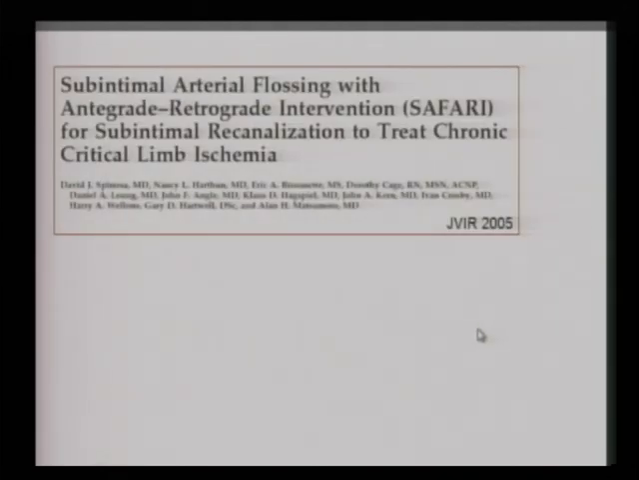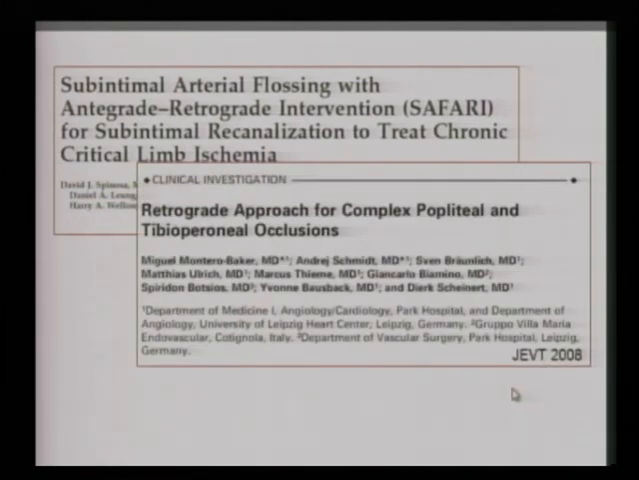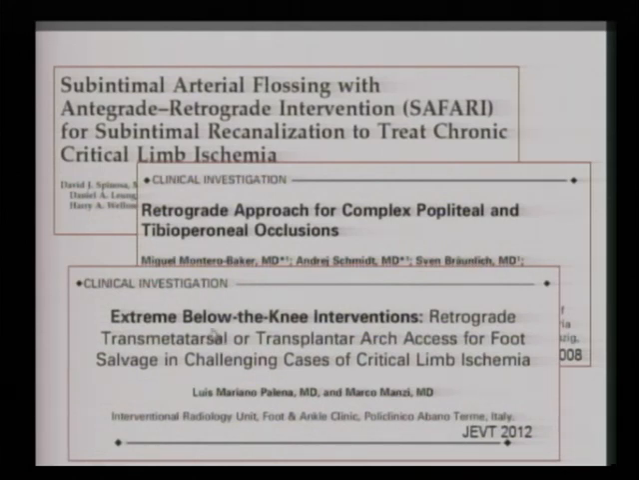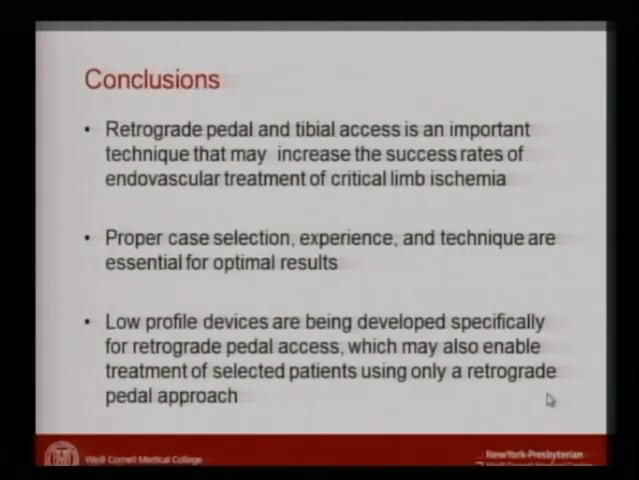There's not much in the literature describing outcomes, certainly nothing prospective in terms of a prospective study looking at retrograde access techniques. These are some of the earlier descriptions of the technique, initially referred to as the Safari technique in this publication in 2005. The Leipzig group with Dirk Scheinert and Andres Schmidt have presented and started writing about this. And Marco Manzi even has shown some extreme approaches with direct access into actually digital vessels and into pedal arch vessels deep within the foot to gain retrograde access.